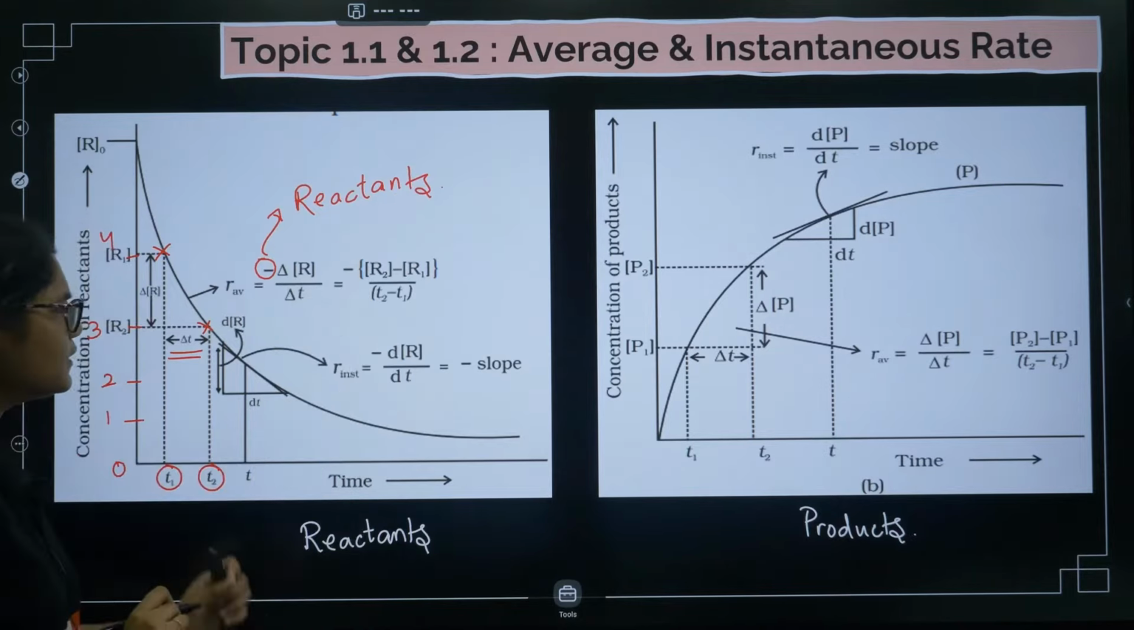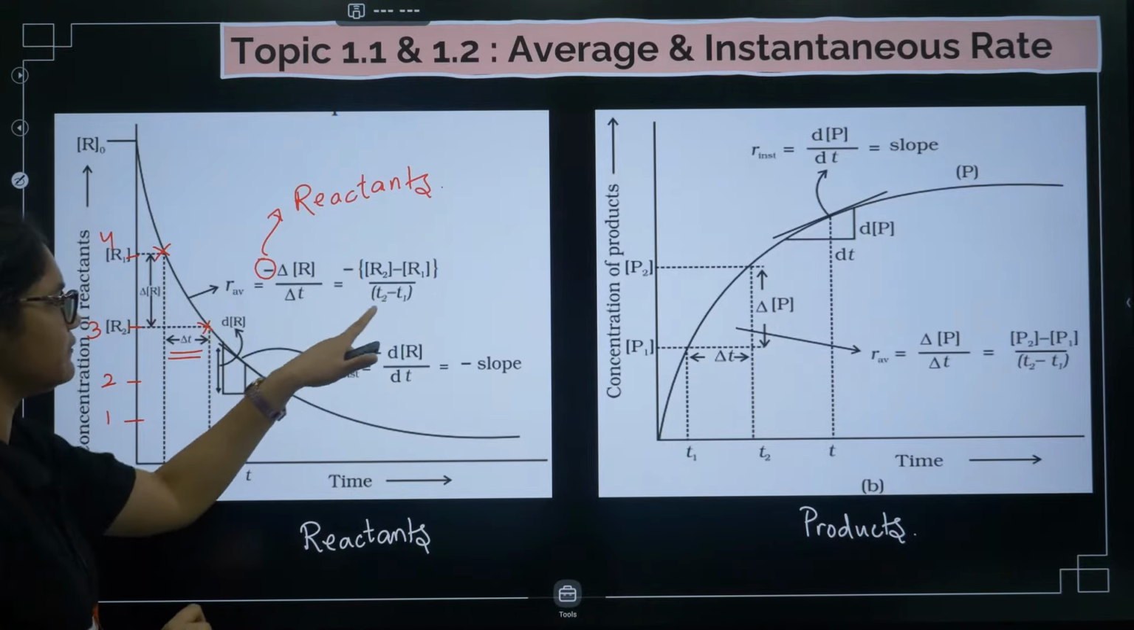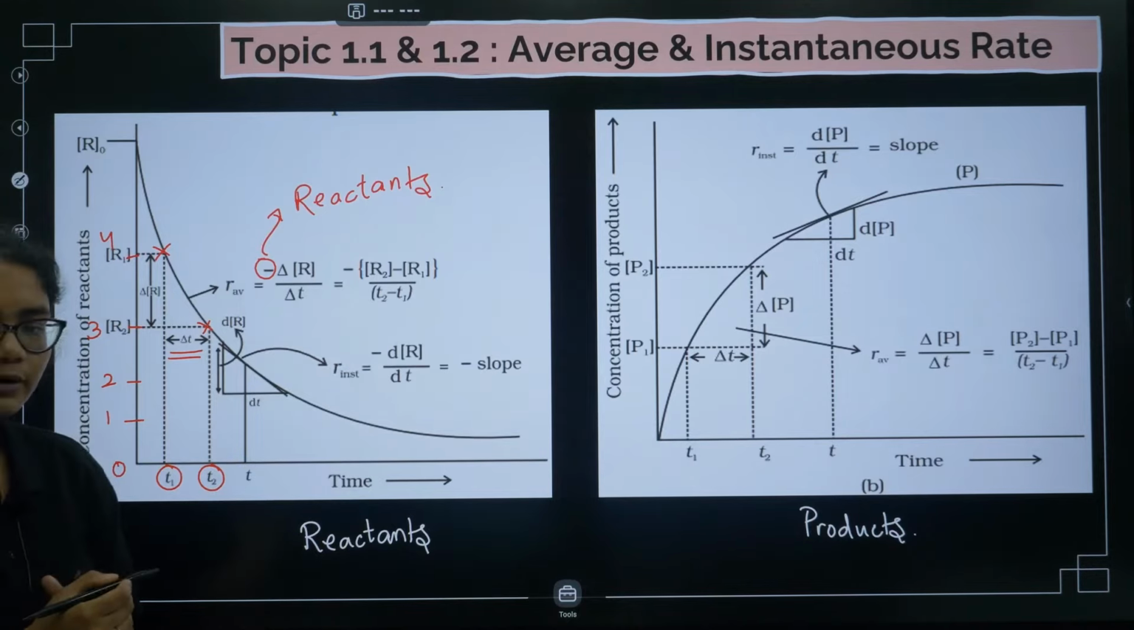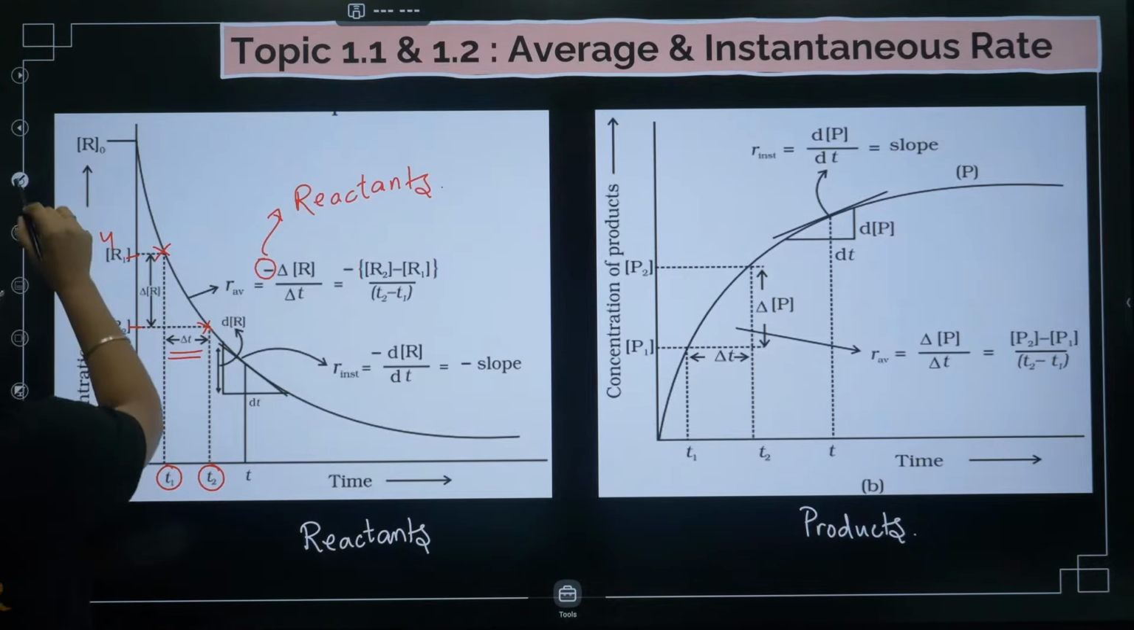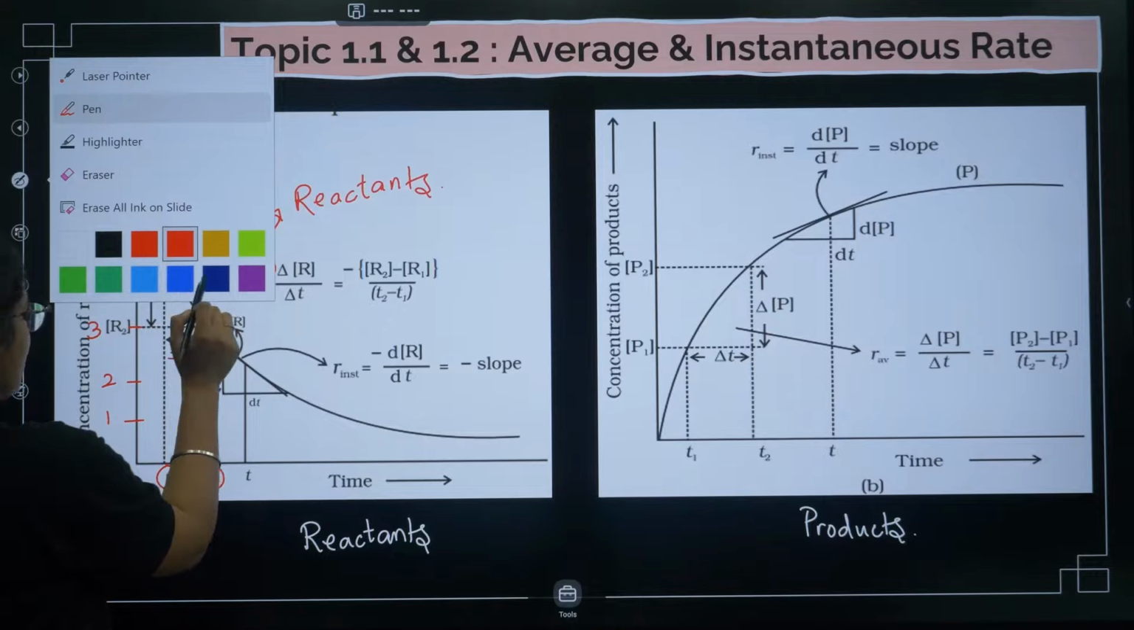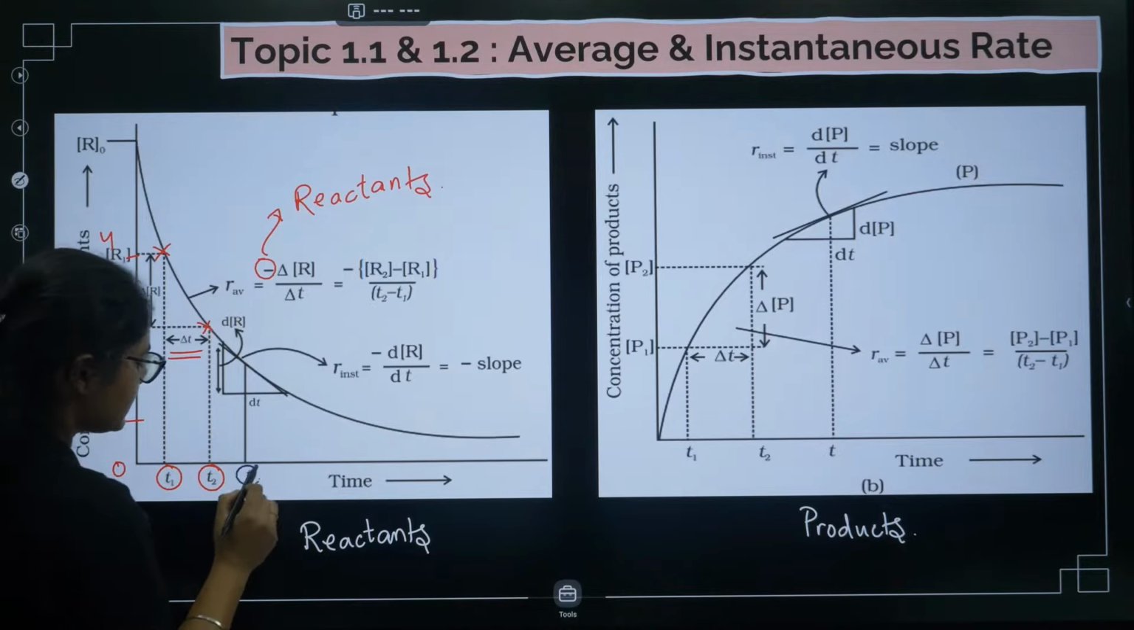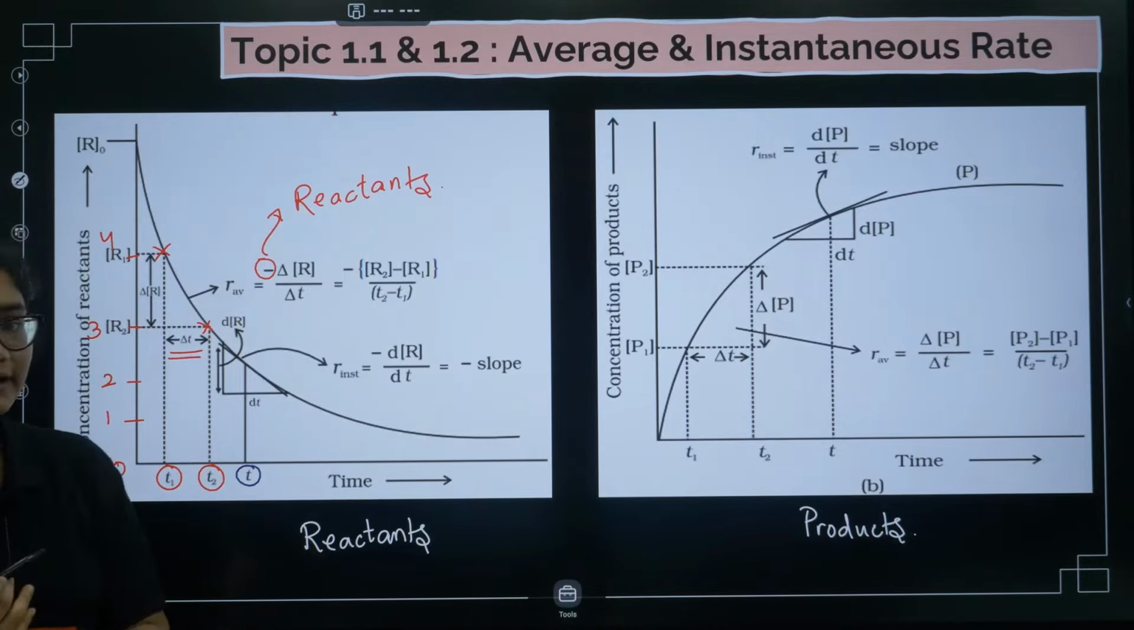Okay. So I'll get R2 minus R1 divided by T2 minus T1. Okay. Now coming to instantaneous rate. What is instantaneous rate and how can we calculate that? See, at this particular time T, I want to calculate the rate of a reaction.